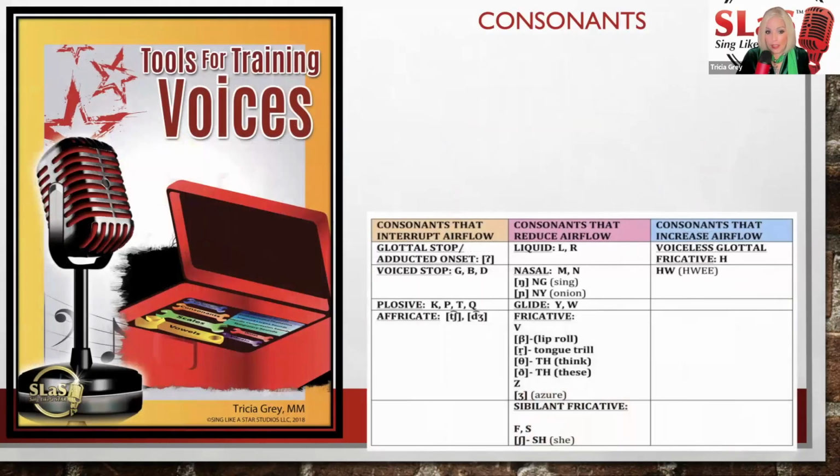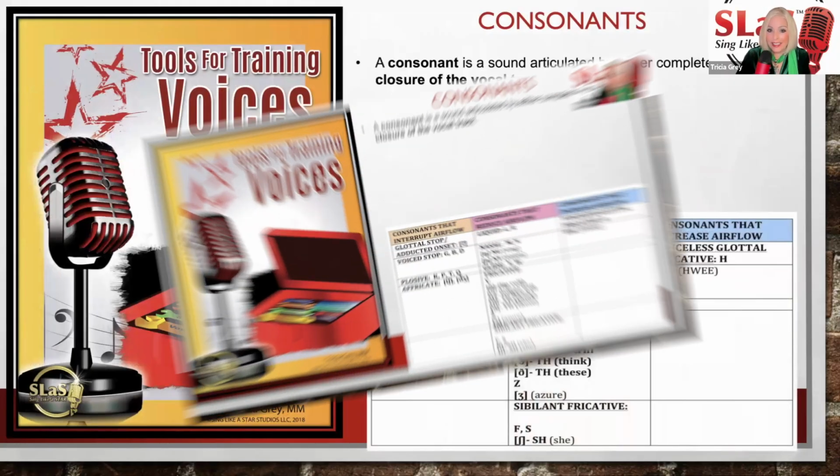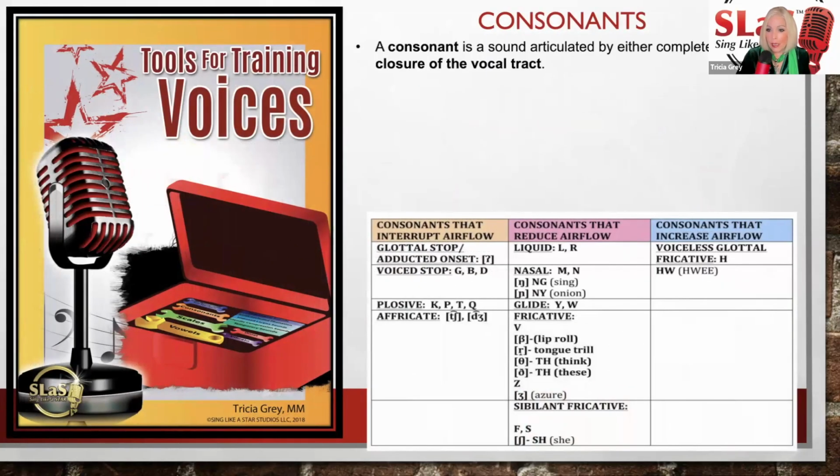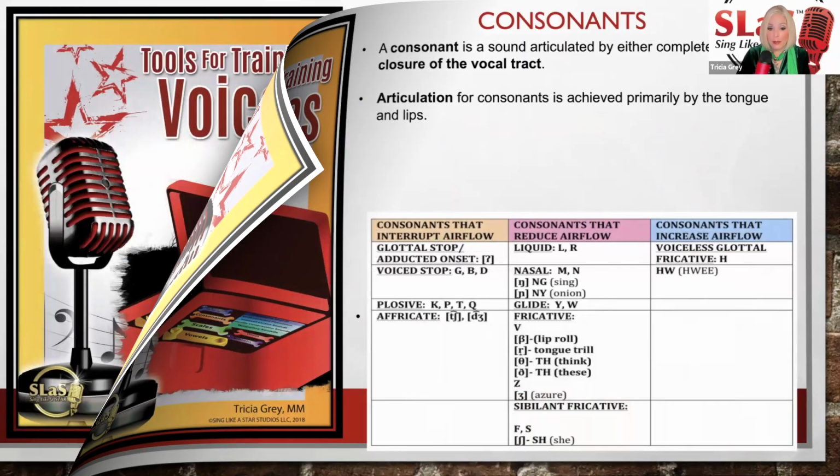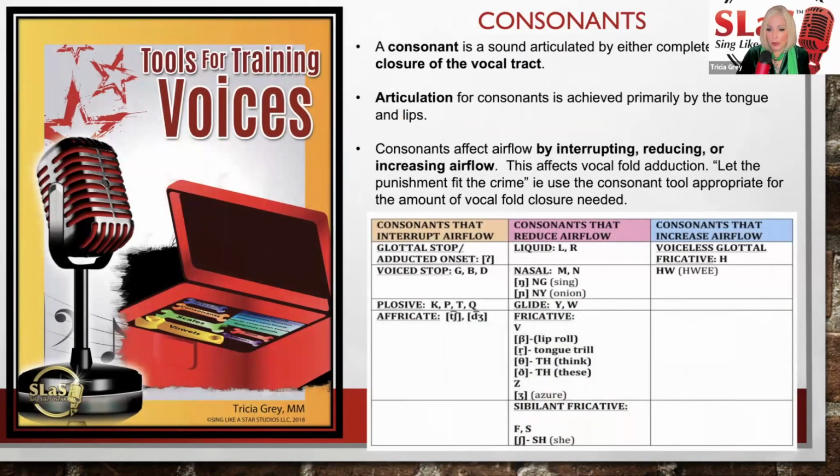Tools for training voices. Consonants. A consonant is a sound articulated by either complete or partial closure of the vocal tract. Articulation for consonants is achieved primarily by the tongue and lips. Consonants affect airflow by interrupting, reducing, or increasing airflow. This affects vocal fold adduction.